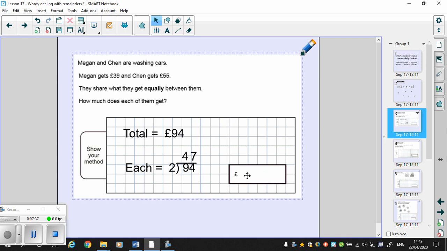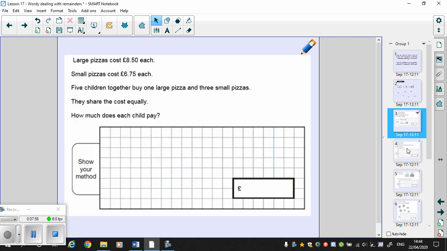Does that make sense? It sounds about right when you realise that Megan got 39, a bit less than 47, Chen got 55, a bit more than 47. I think that one sounds right. Did you get it right? Let's look at another one.